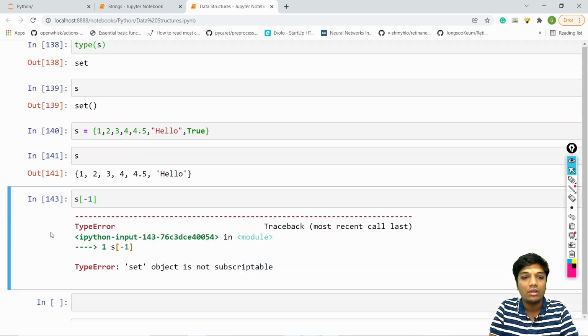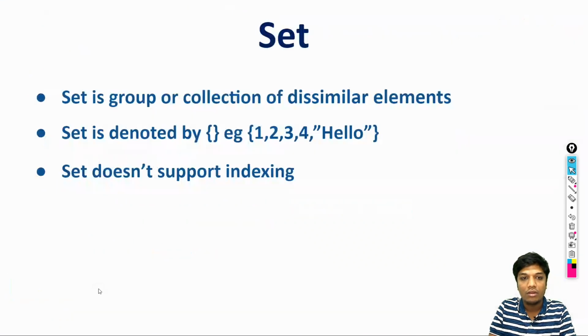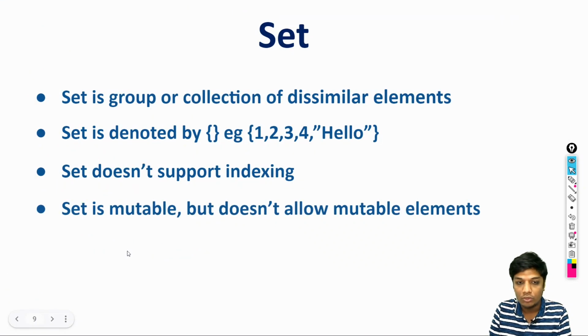Perfect. Next, a set is mutable, which is very good, but it doesn't allow mutable elements. First, let us talk about the first point.